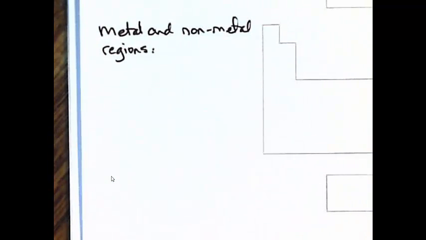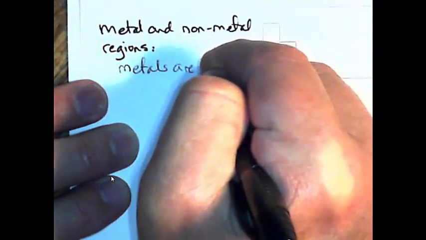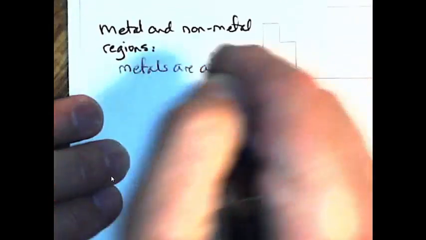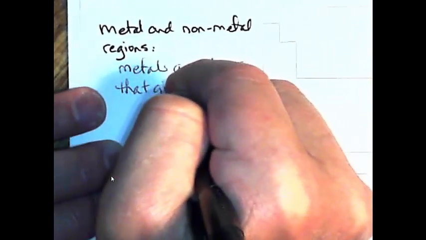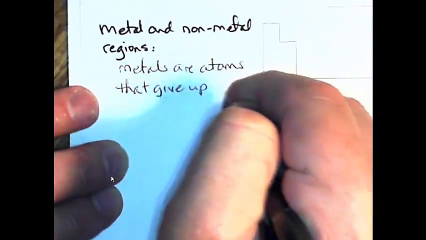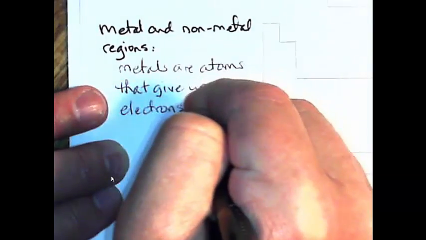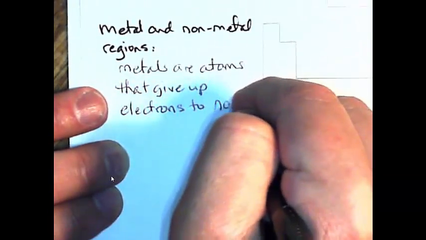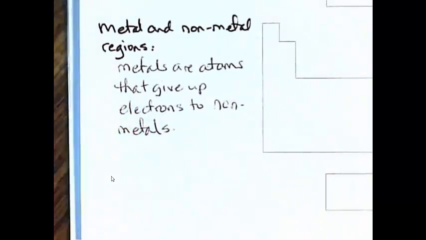But in terms of chemical behavior at the atomic level, metals are atoms that give up electrons to nonmetals. Okay?